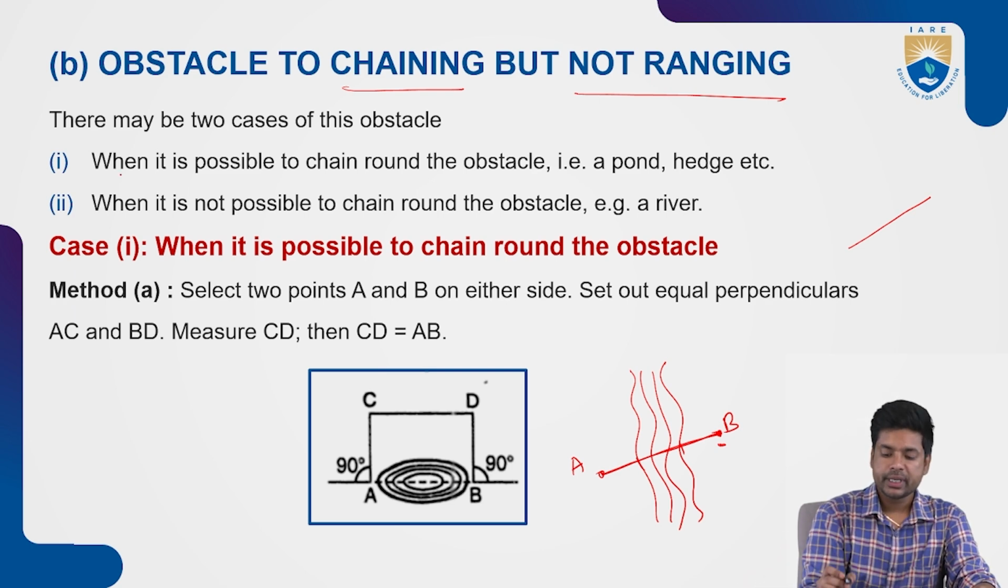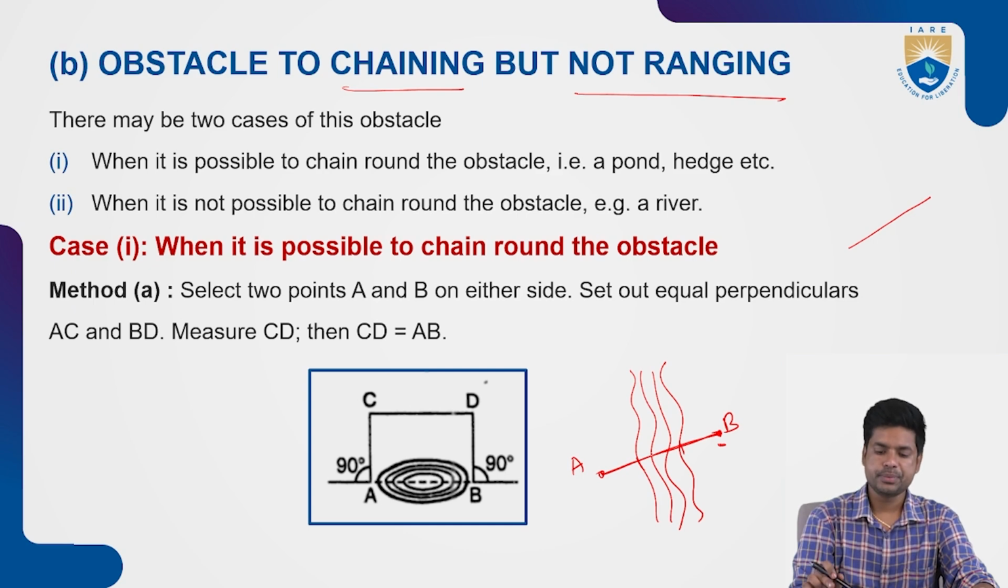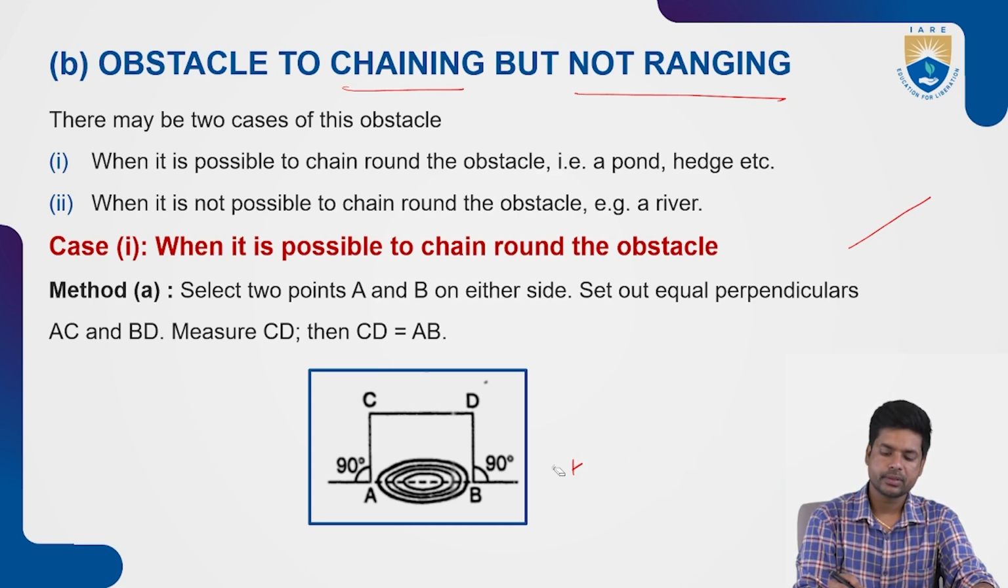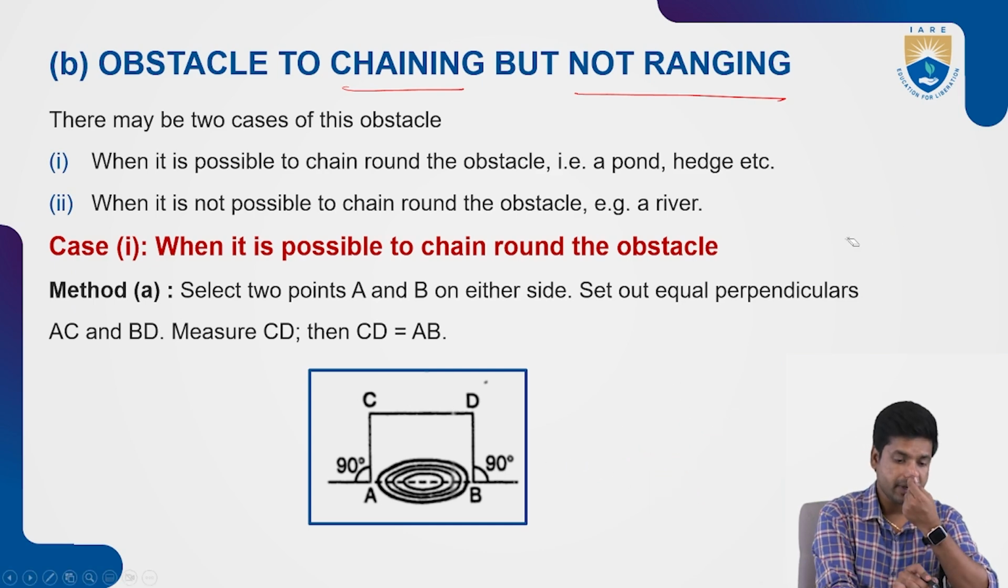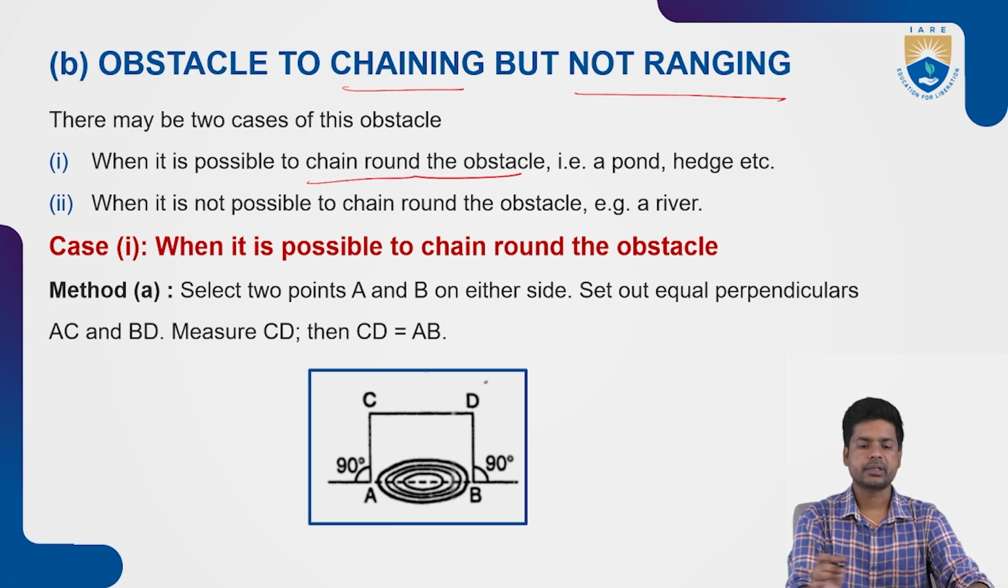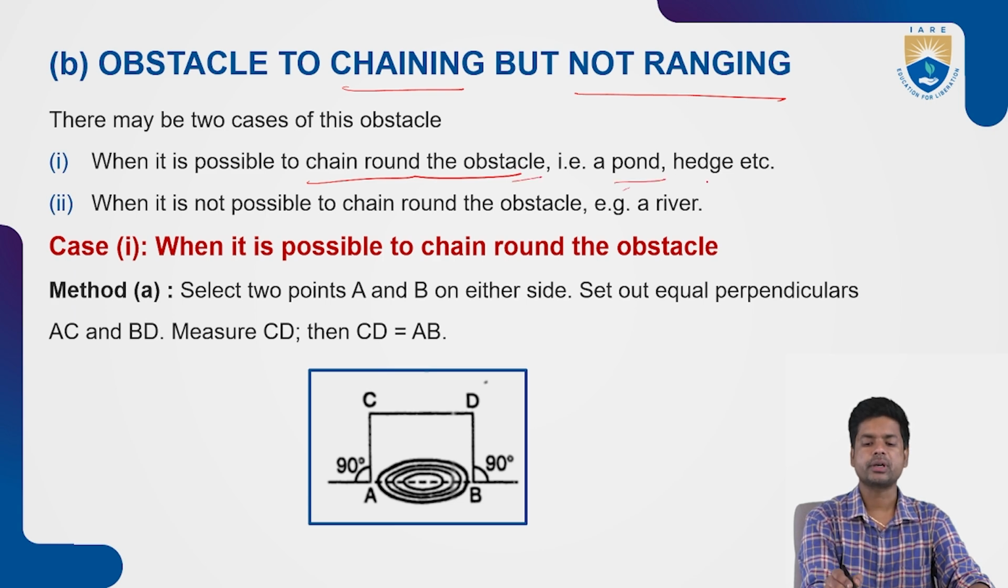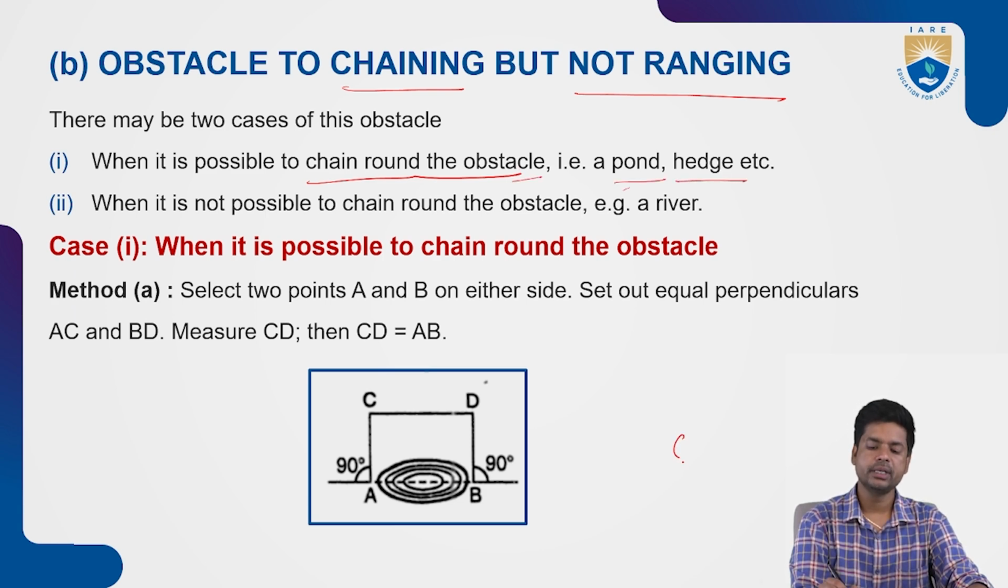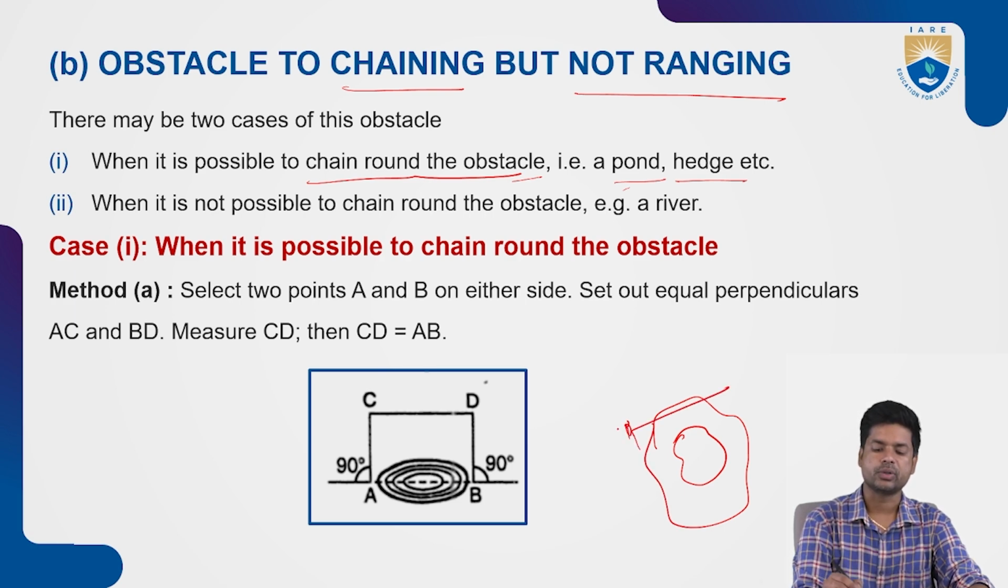So here also we have two cases. The first case is when it is possible to chain round the obstacle, that is, a pond or hedge. If you have any pond, you can place the chain around this. You can use the chain around this, here also, here also. So we are going to take the examples of pond or hedge.